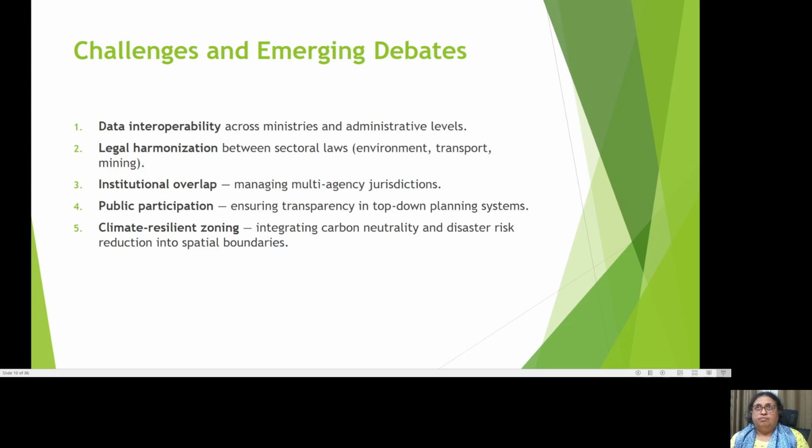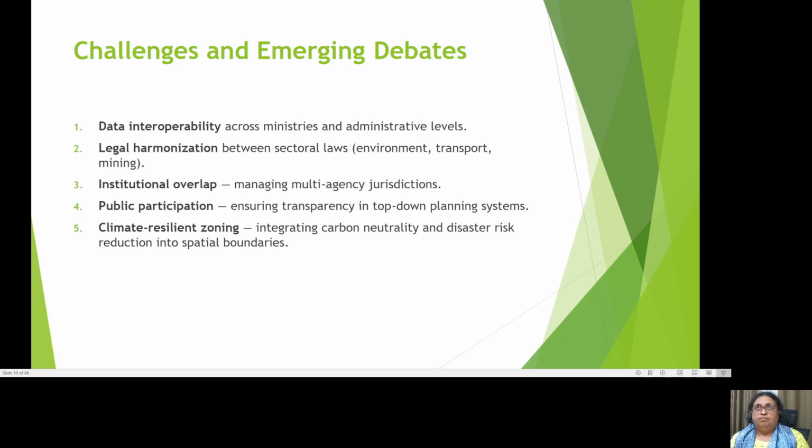Institutional overlap, managing multi-agency jurisdiction, is another thing. Getting everyone on the same page, getting everyone's opinion, and they have their own way of working, their hierarchy, everything you have to take into consideration. Next is public participation, obviously the major stakeholder of this whole business. So ensuring transparency in a top-down planning system is a huge thing.